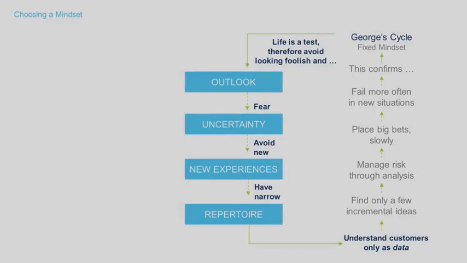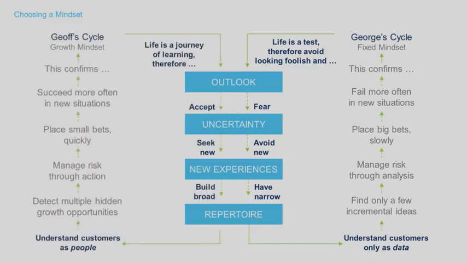We met George, a manager with a fixed mindset and a dilemma. The practices and tools that had helped him succeed in a stable environment were now actually hindering his ability to innovate. And then we met Jeff, who had a very different approach. He had a learning mindset, a very human view of his customers, and the ability to place small bets. All of this prepared Jeff to see and to execute on opportunity in an uncertain environment.